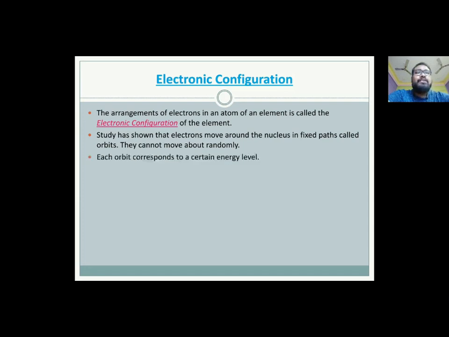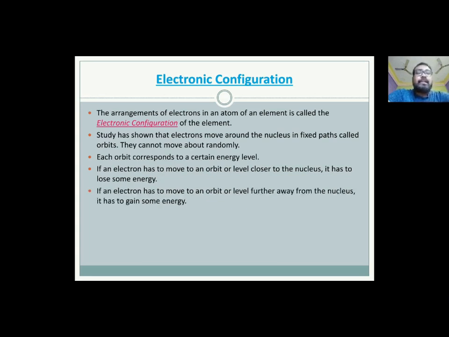Okay. Each orbit corresponds to a certain energy level. If an electron has to move to an orbit or level closer to the nucleus, it has to lose some energy. Okay. But if an electron has to move to an orbit or level further away from the nucleus, it has to gain some energy. The levels are also called shells and are named as K, L, M, N and so on.